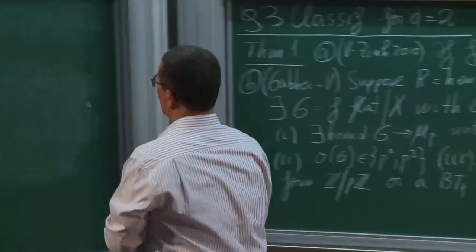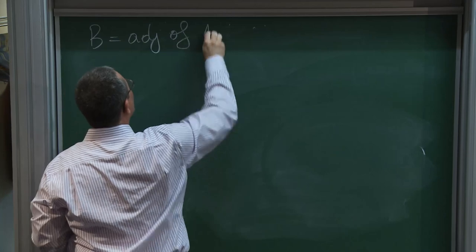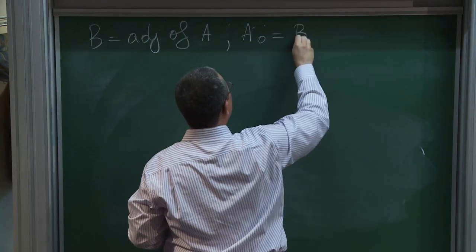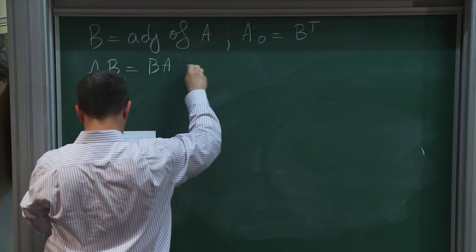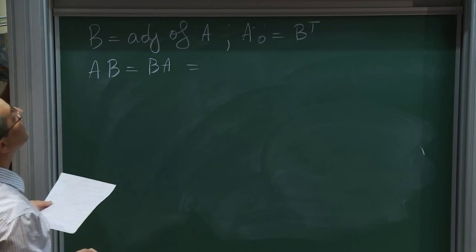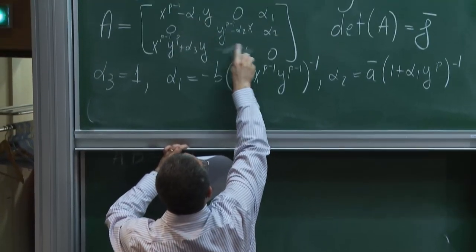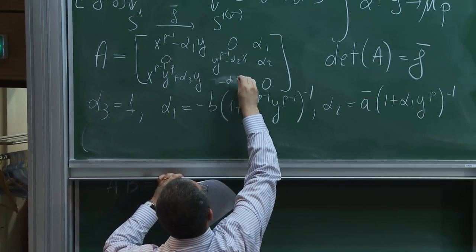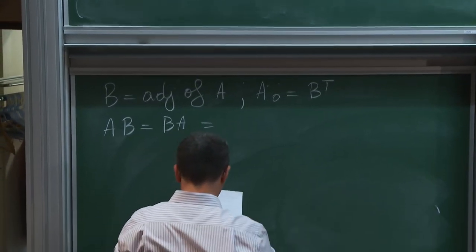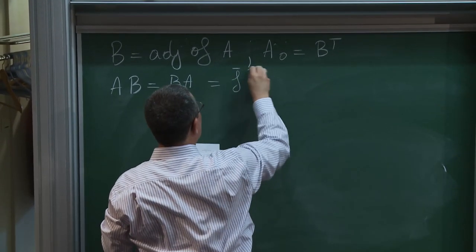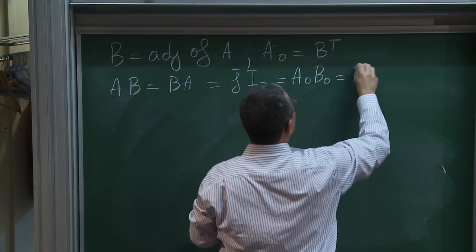And now one takes B, the adjoint of A. And A naught is going to be the transpose of B. One has nice identities, A times B and B times A. So the last row of the matrix is X. It stops here. This is related to the second term, right? I hope this is clear. This is not it, it has to be three terms. Okay? So this is going to be nothing else but A bar times the identity matrix 3 by 3, and the same thing for A naught, B naught, and B naught, A naught.